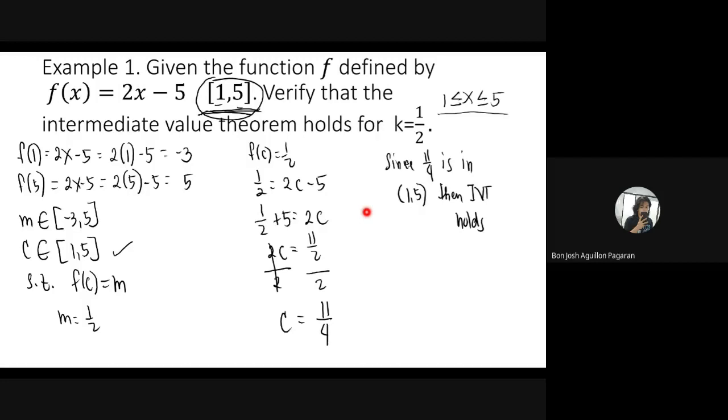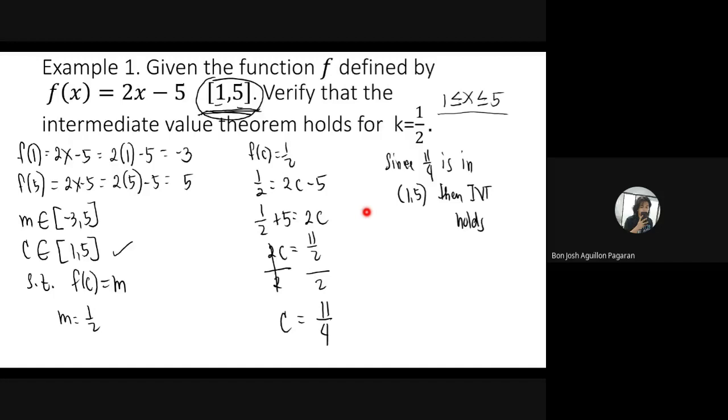The assumption is merong C na nasa pagitan ng 1 and 5. Ang nakuha nating C ay merong 11 over 4 na nasa pagitan ng 1 and 5. Then the conclusion will be, since 11 over 4 is in the open interval, not closed interval, in the open interval, then IVT holds.